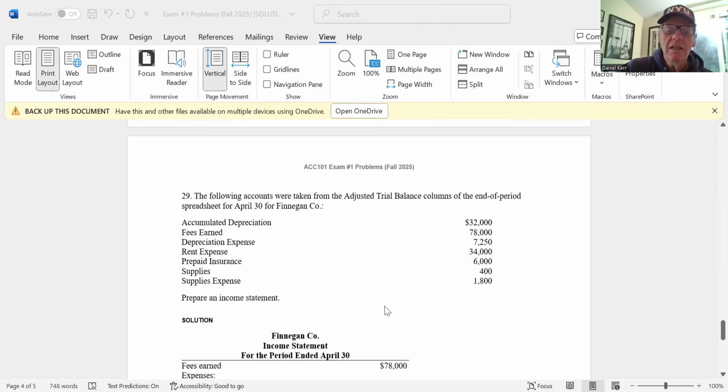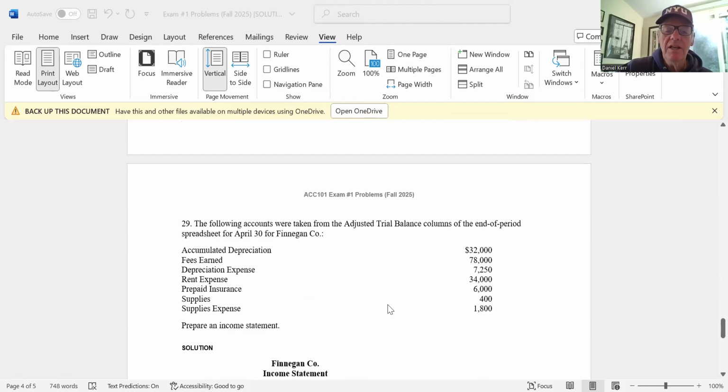And 29, the last one here, is to do a simple income statement. So where people got screwed up here is you didn't recognize what was a revenue and what was an expense. Accumulated depreciation is a balance sheet account. That's not a revenue account or an expense account. So you've got fees earned, you got depreciation, you got rent. Prepaid insurance is not an expense account. Prepaid insurance is insurance paid in advance. Supplies is not an expense account. It's the amount of supplies you have on hand at the end of the period.